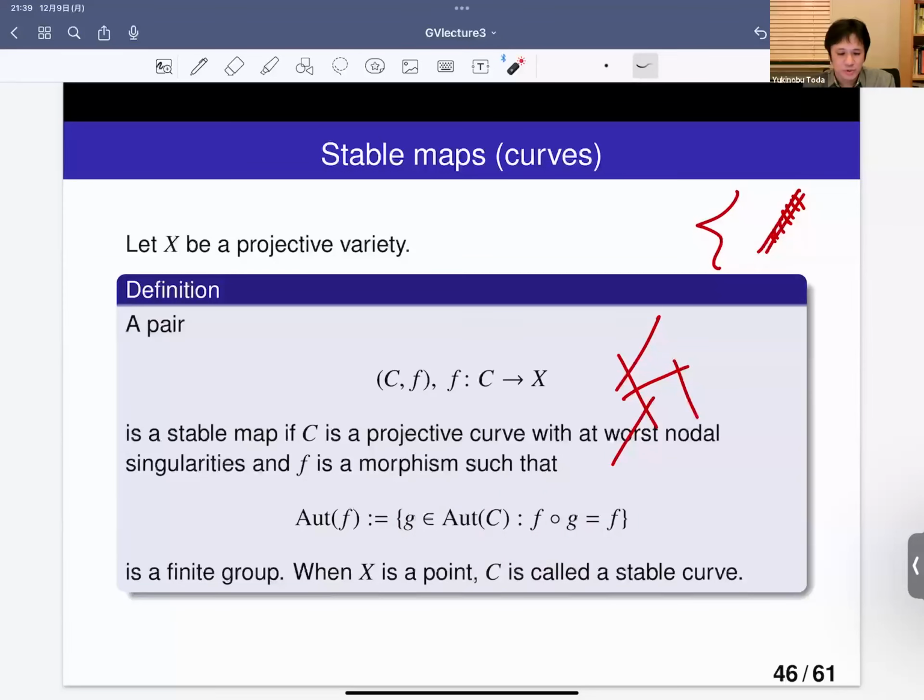For example, if X is a point, and if C is a smooth curve with genus bigger than or equal to 2, then this is automatically a stable map. And also, for example, if C is a smooth curve of arbitrary genus, but the map f is just an embedding, then this is again a stable map. So the instability happens if there are genus 0 curves or genus 1 curves which are mapped to a point by this map f.